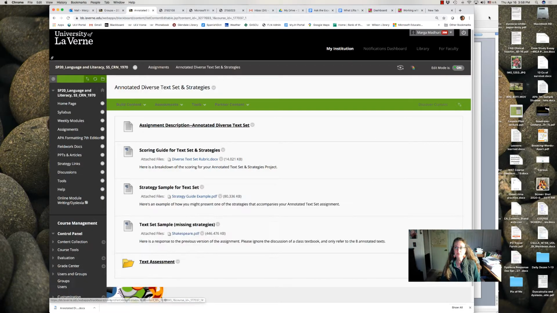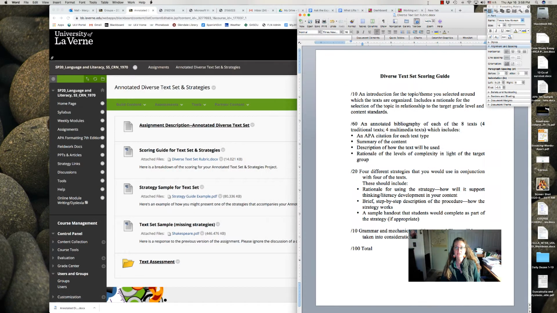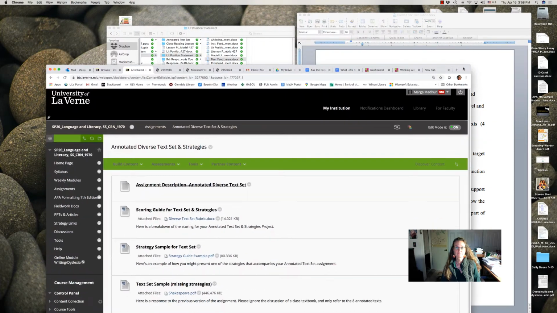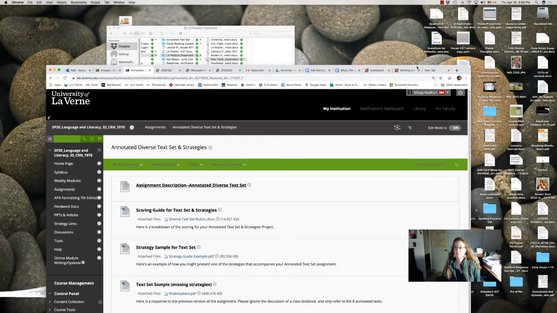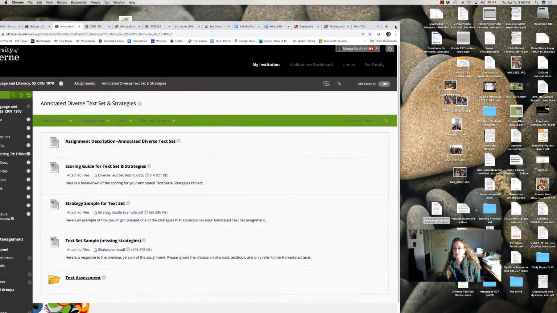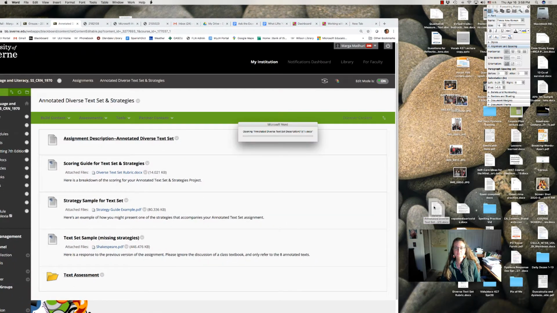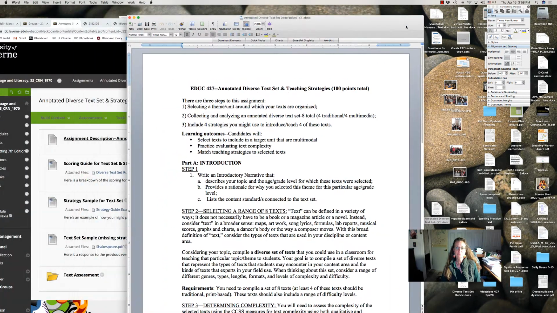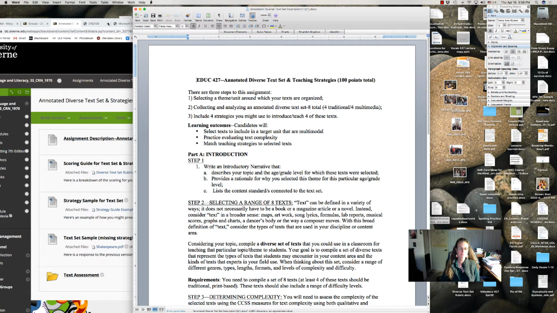So if you open up the folder, the first thing is this assignment document, which explains the overall assignment for the text. So let's just take a look at that first. And I just revised this a little bit, so if you downloaded this before, look at this newer revised version.